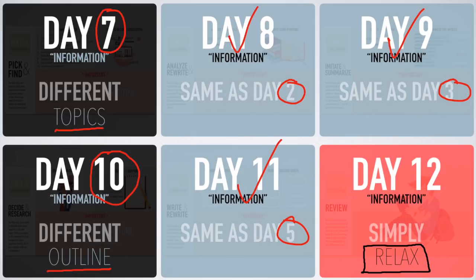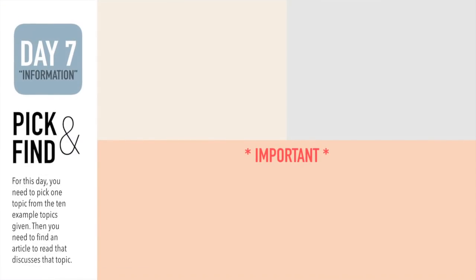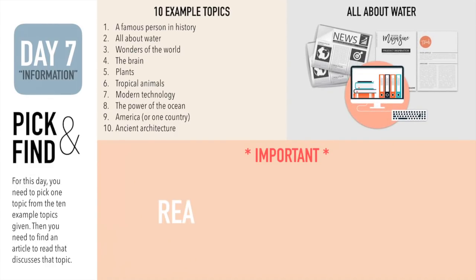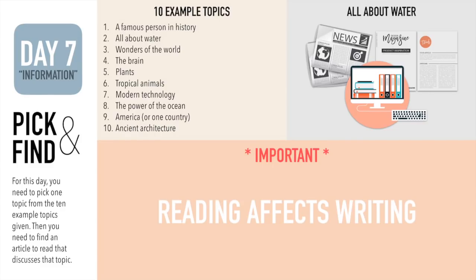Remember, day 7 is the first thing. All right. Pick and find. For this day, again, you need to pick one topic from the 10 topic examples given. Then you need to find an article to read that discusses that topic. Up until this point, everything seems the same, but you'll notice right here that these topics are different. Remember, we're talking about the information style, okay? So it's not about your opinion, it's about giving information.